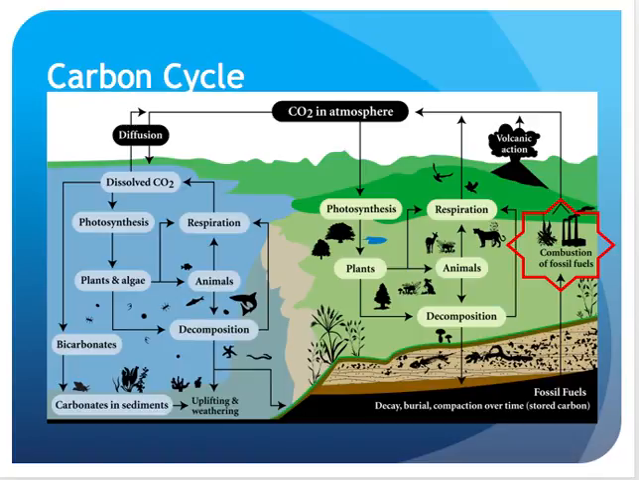So again, here's another visual. I think that gets to the complexity of that carbon cycle. So you notice here that it's not just a linear, one-for-one kind of relationship. It's much, much more complicated.